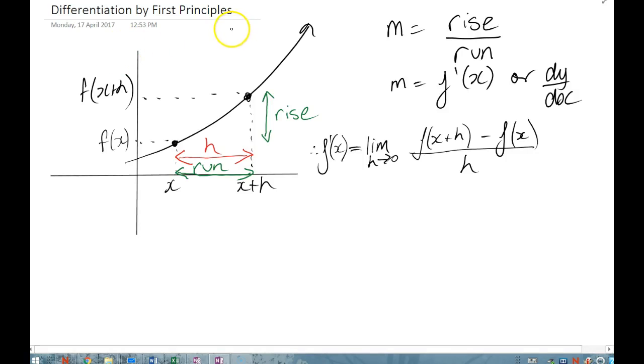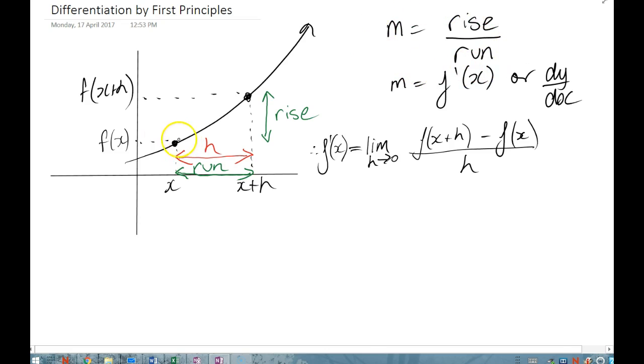Differentiation by first principles is one of the earliest techniques that we learn when we're trying to find the gradient between 2 points on a curve. We know we can find the gradient of a straight line. That's going to be this equation up here, m equals rise over run.